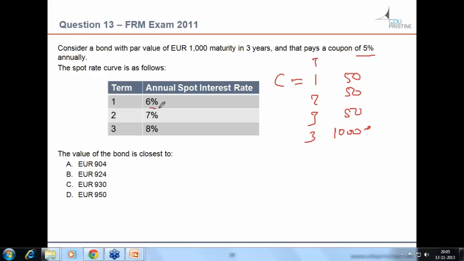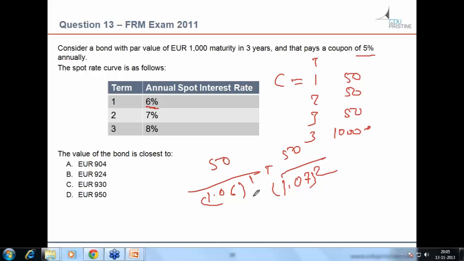So discount at the annual spot rates. How do we discount it? It is 50 divided by 1.06, since it's an annual coupon, raised to 1. Then 50 divided by 1.07 raised to the whole square. Now the message I want to give is, sometimes we tend to miss this kind of values, that we have to square this. We have to cube 1.07 in the final term, and 1,000 divided by 1.07 cubed.